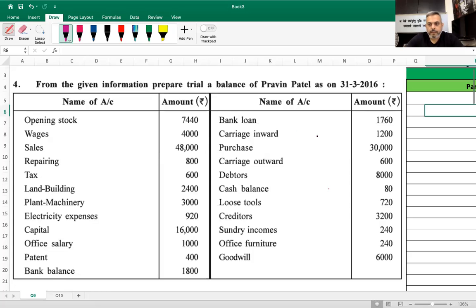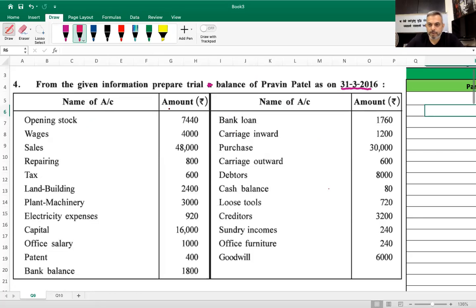Now question number 4, page number 260 from the textbook. From the given information, prepare trial balance. So it's a trial balance. There is a printing mistake here, so we correct it. Trial balance of Praveen Patel as on 31/3/2016. Now you take a pen or pencil and we start writing where the balances will come.